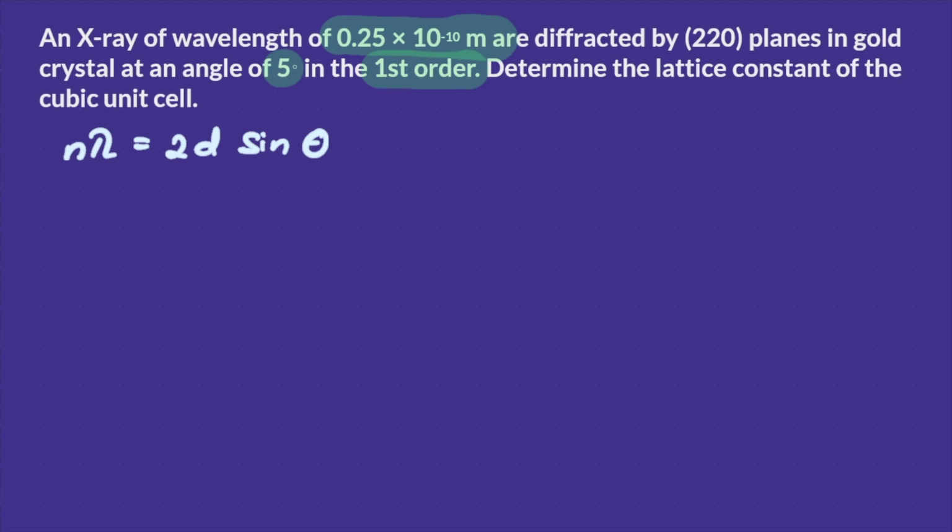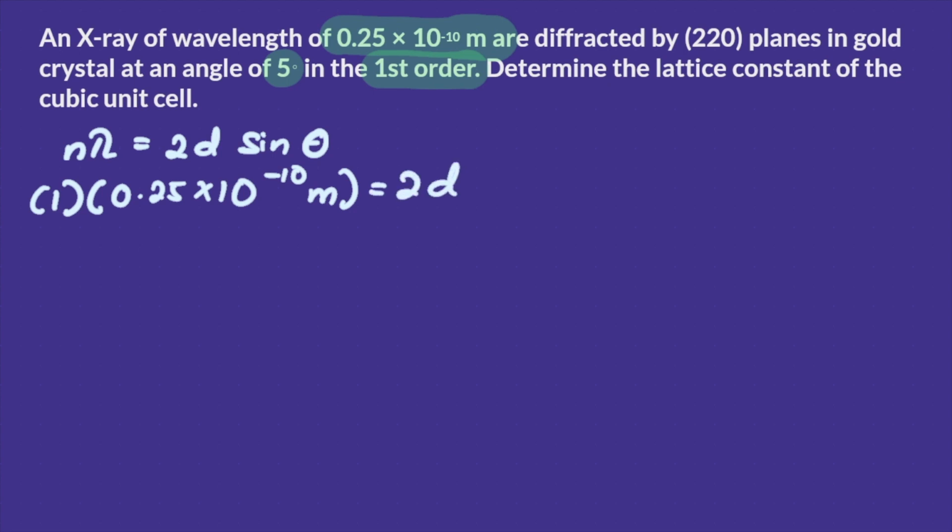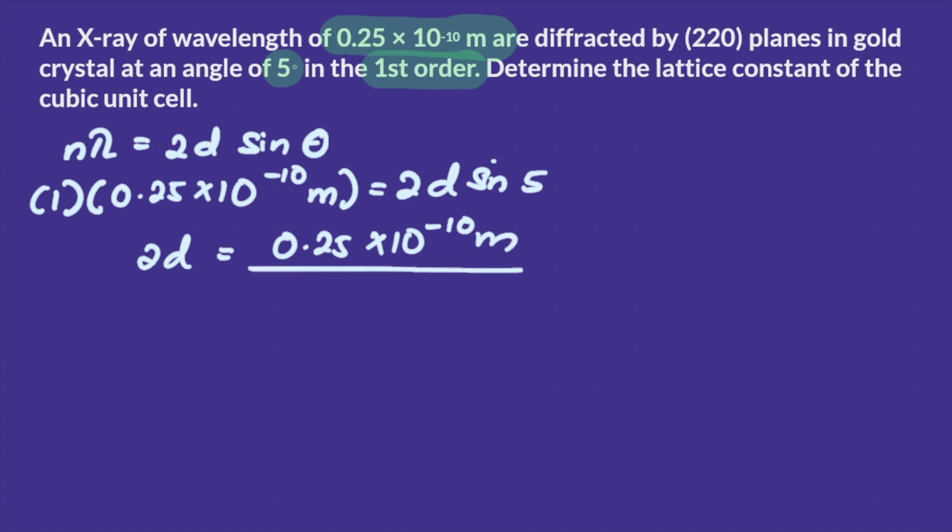So now we are going to plug in all the values given in the question. n is equivalent to 1, lambda is equivalent to 0.25 times 10 to the power of negative 10 meter, is equivalent to 2d, which is the thing that we are going to calculate, and sine theta. Your theta is 5. So basically, 2d is equivalent to 0.25 times 10 to the power of negative 10 meter divided by sine 5.